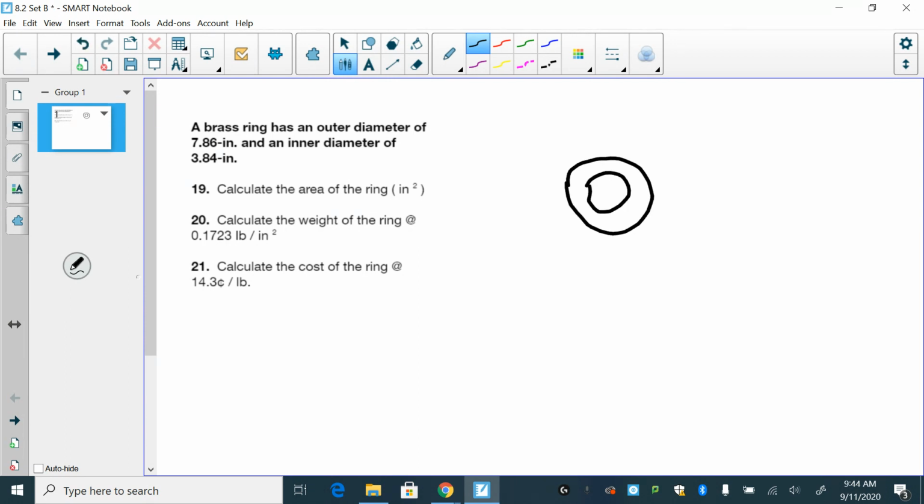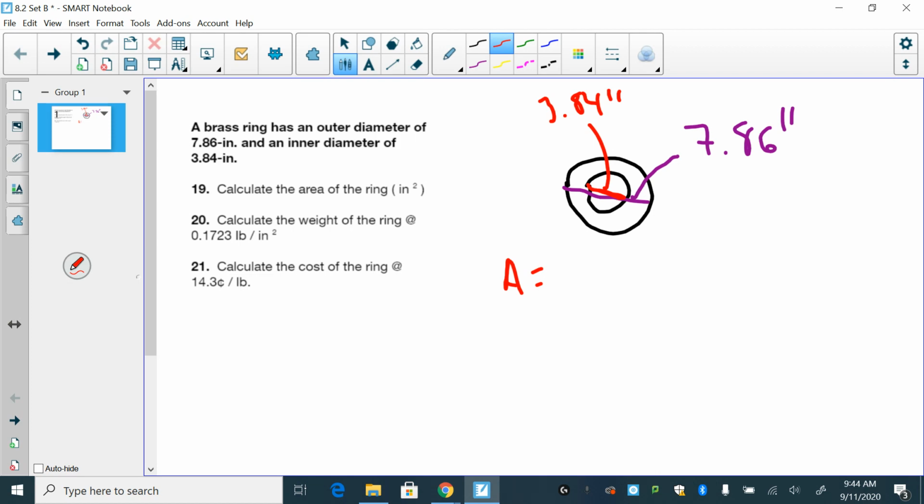You can think of it as a donut, and you're putting your finger through here because it's a ring. This is like the thickness or the width of the ring. So outer diameter and inner diameter. The outer diameter is the long one, all the way across, and that's 7.86 inches. And then you have an inner diameter, this inner one right here, just that part, and that's 3.84 inches.